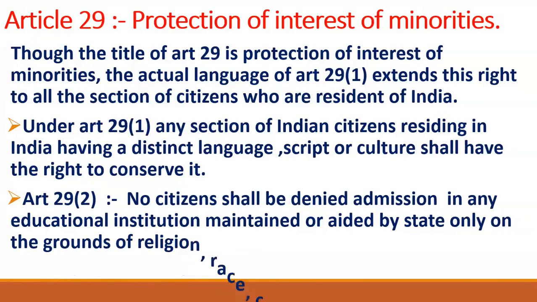of Article 29 Clause 1 extends this right to all the sections of citizens who are the residents of India. Now what does it mean? It means that when you read the title of Article 29, which says protection of interest of minorities, you will think that Article 29 wants to only protect the people belonging to minority communities.